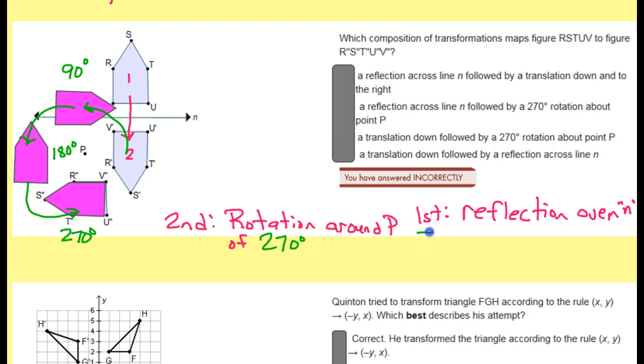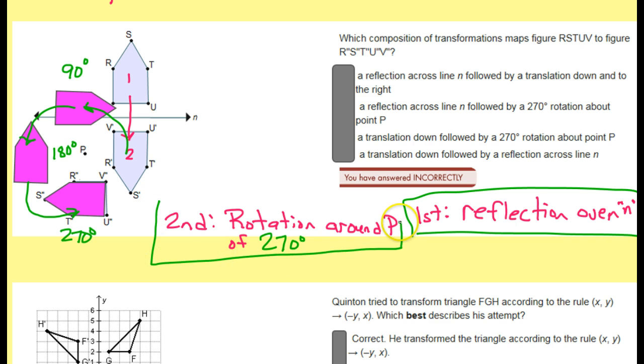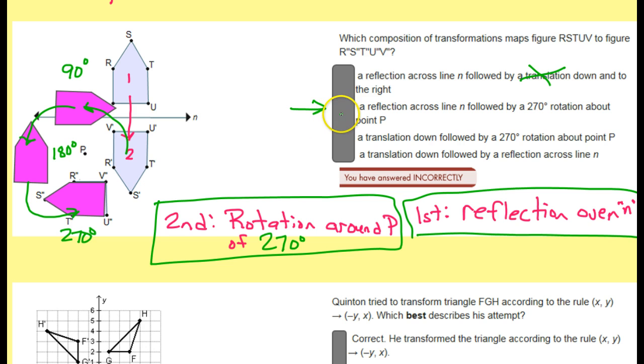So again, first we had a reflection over line N, and then second we have a rotation of 270 degrees. So let's see, reflection over line N, followed by a translation. No, there was no translation. Let's try again. Reflection over line N, so far so good, followed by a 270 degree rotation around point P. That's the one. So that should be the answer. Let's check it out.